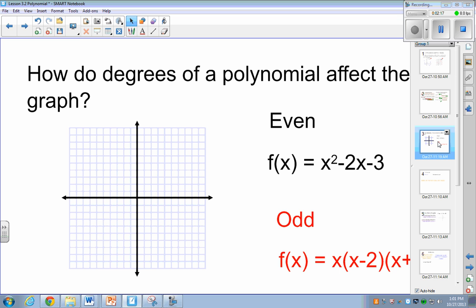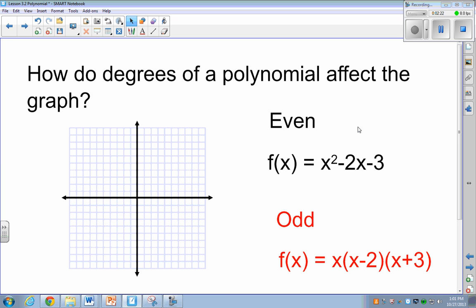Okay, now I want to move on to how degrees affect the graph. First we have to determine what even or odd degrees are. An even degree is a degree that is even, so your highest exponent is going to be even. For odd, the highest exponent is going to be odd. For an even polynomial, the degree affects the way the polynomial starts and ends.